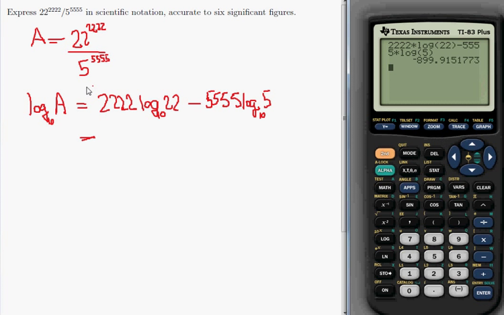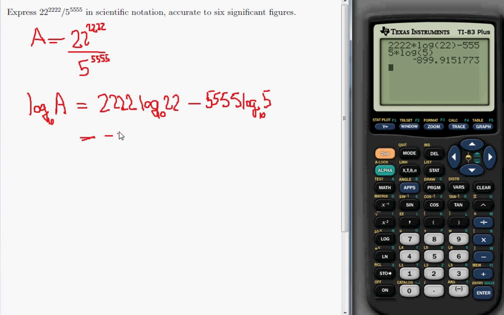This works out to be negative 899.915, and I'll keep writing out the places, 1773. And so therefore A itself is equal to 10 to that, 10 to the minus 899.9151773.